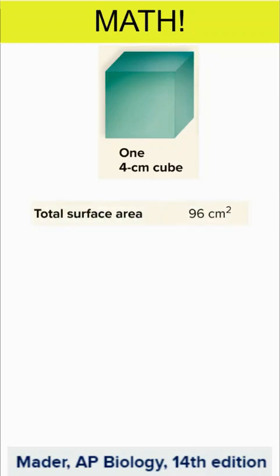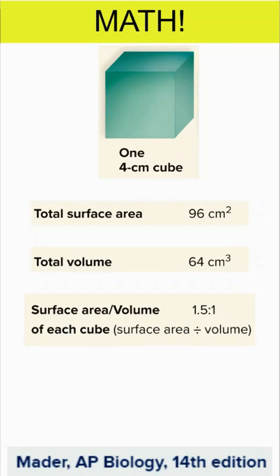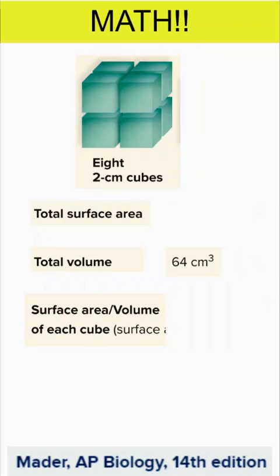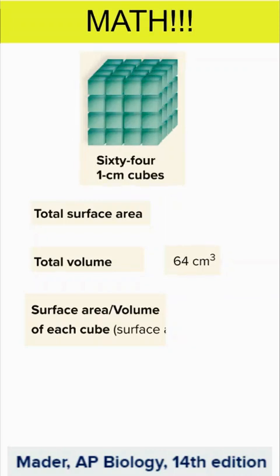So if we take a look at this, crank out the math, we get our total surface area, we get our total volume, and we divide those two to get a surface area to volume ratio of 1.5 to 1. If we break down those cubes smaller, we still would have the same overall volume. However, there's a lot more surfaces exposed, which then increases the surface area to volume ratio. Even smaller, same total volume, more surface area, greater surface area to volume ratio.